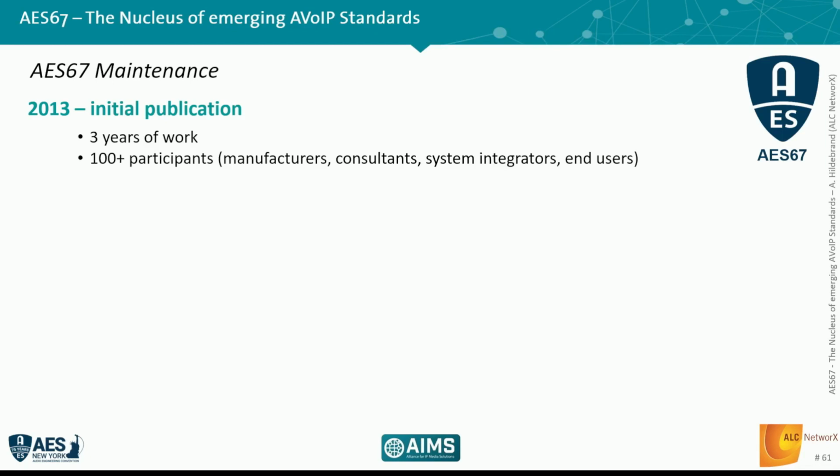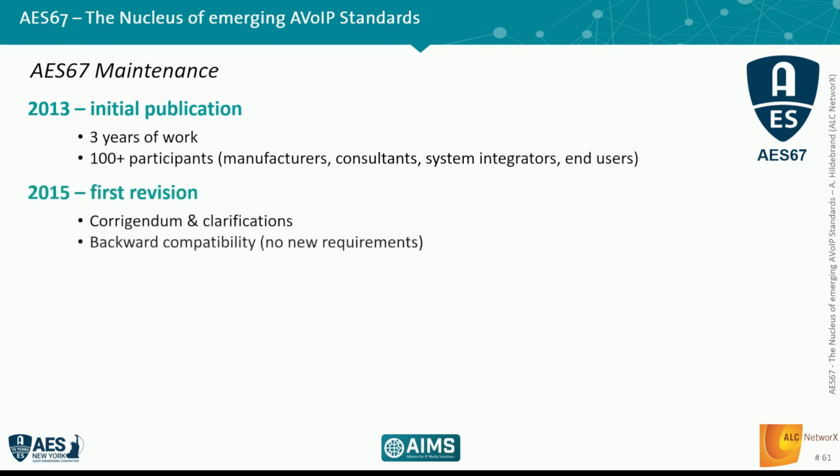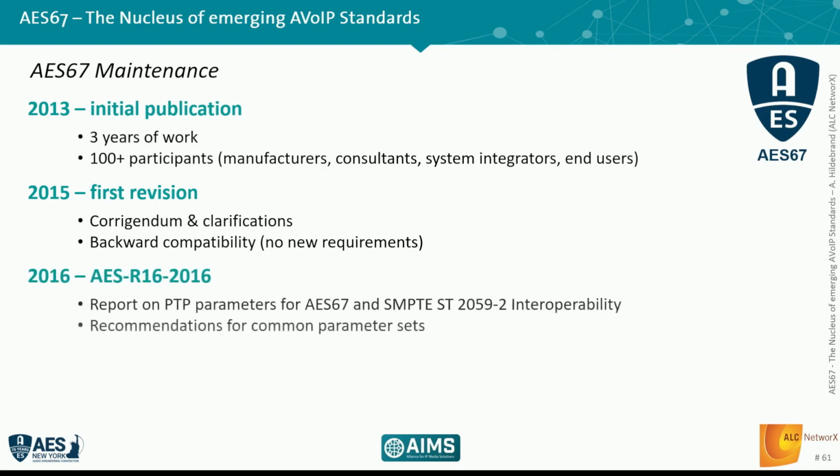So, concluding, coming back to AES67, where are we with AES67? Well, we had the initial publication in 2013. We had a first maintenance revision in 2015 where we just were clarifying some words, removing ambiguities, where we preserved the complete backward compatibility, so we didn't break anything. 2016, we released a report on the different PTP operating profiles. So we have PTP default operating profiles, we had the AES67 PTP profile, and we had the 2059 profile set forth by SMPTE.